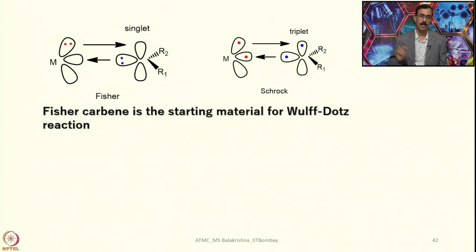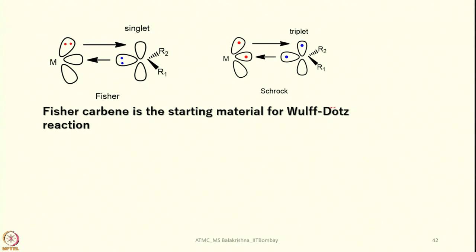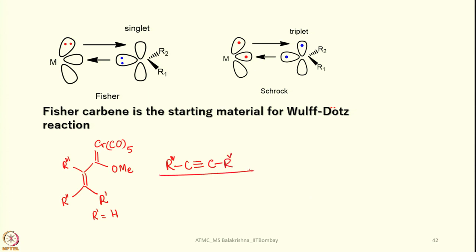So now, Fischer carbene is the starting material for the Wolff-Dötz reaction. What is that Wolff-Dötz reaction? Let me write here. It should have two dots. For example, you take a Fischer complex of chromium pentacarbonyl. So, R prime can be hydrogen, in this case it is hydrogen. When you treat this one with an alkyne, a substituted alkyne, here we are using three carbon fragments. So, this is R4 and then this is R5, so that we know the relative position of that one in the product.